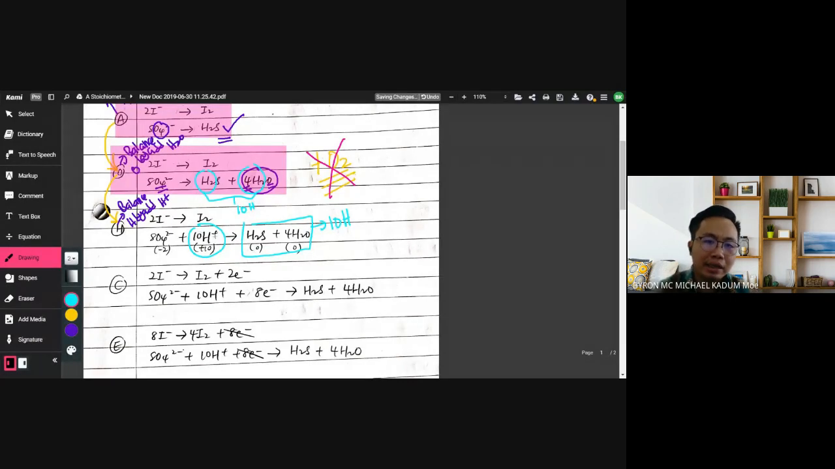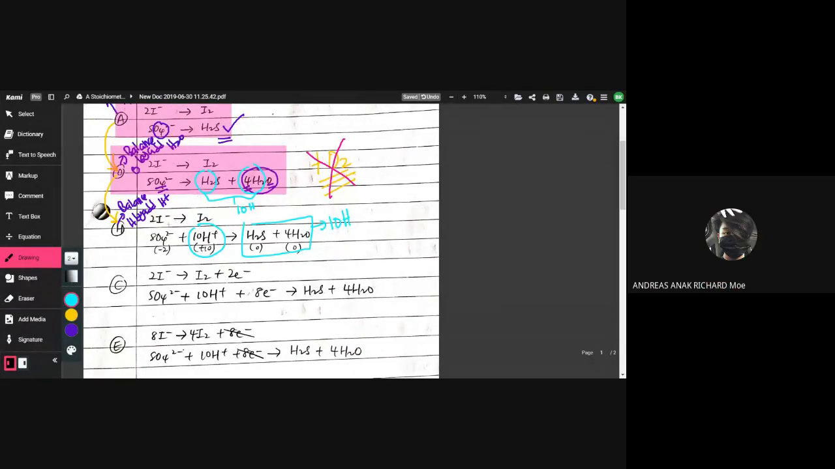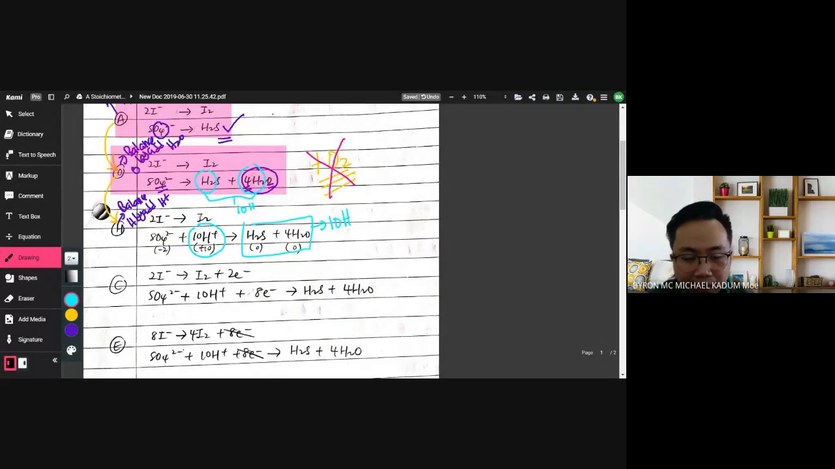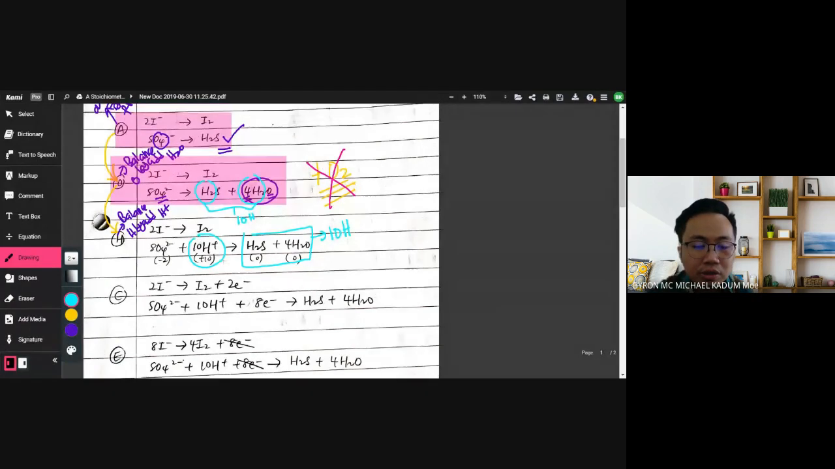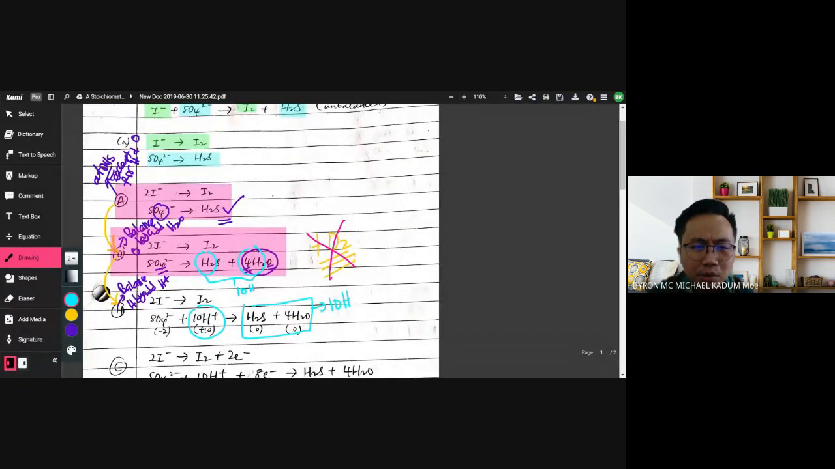Again, kenapa kita tambah H+? That is the rule of the game. Kita kena tambah H+ untuk menyeimbangkan H. So you have to follow that. Okay, so far ini ada soalan? Tidak rasa. Tidak ada. Di atas sini pun tidak perlu tambah H dengan oksigen. Tidak ada oksigen, tidak ada hidrogen. So tidak perlu kacau.